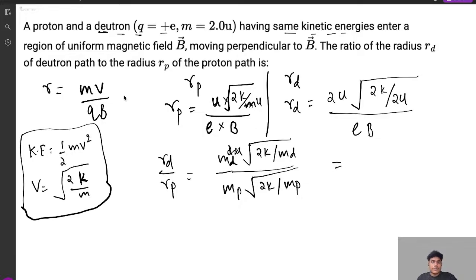Understand? What I do, I just divide R for both the particles, and as Q into V is constant, means Q into V is same for both the particles, and the magnetic field is constant, and the charge on both the particles is same, that is plus e. Understand? So this cancels out each other. From here we get RD upon RP is equal to MD upon root MP. I think it's the same.